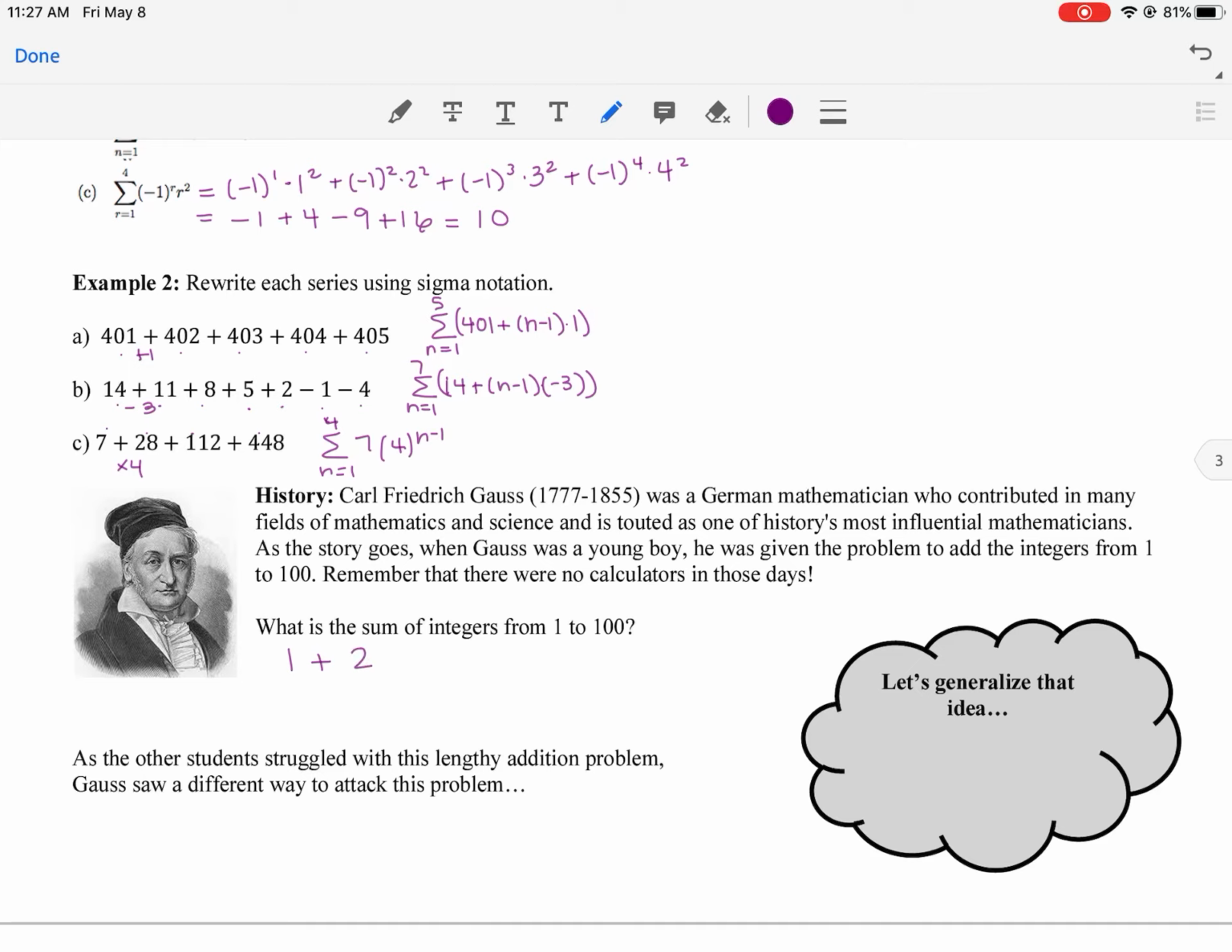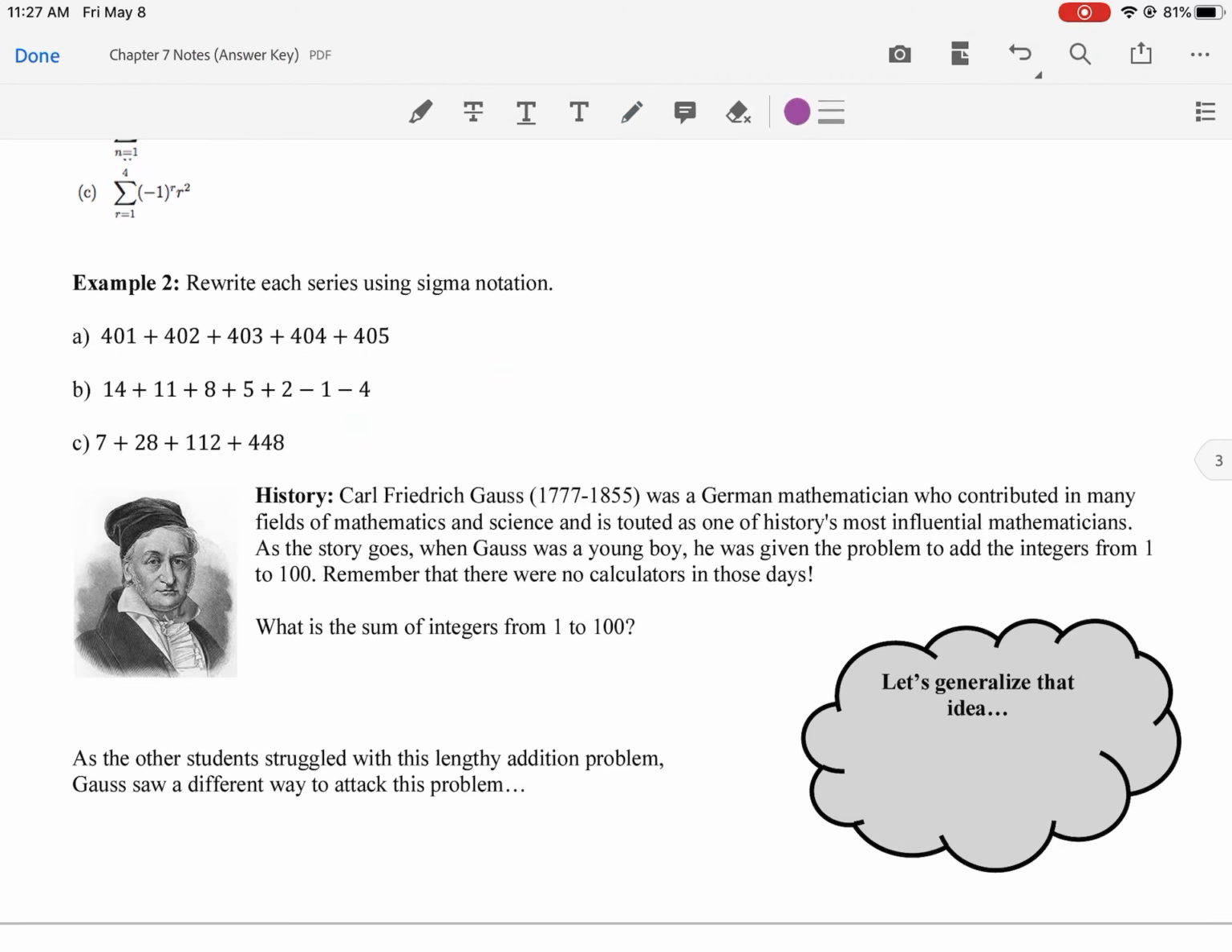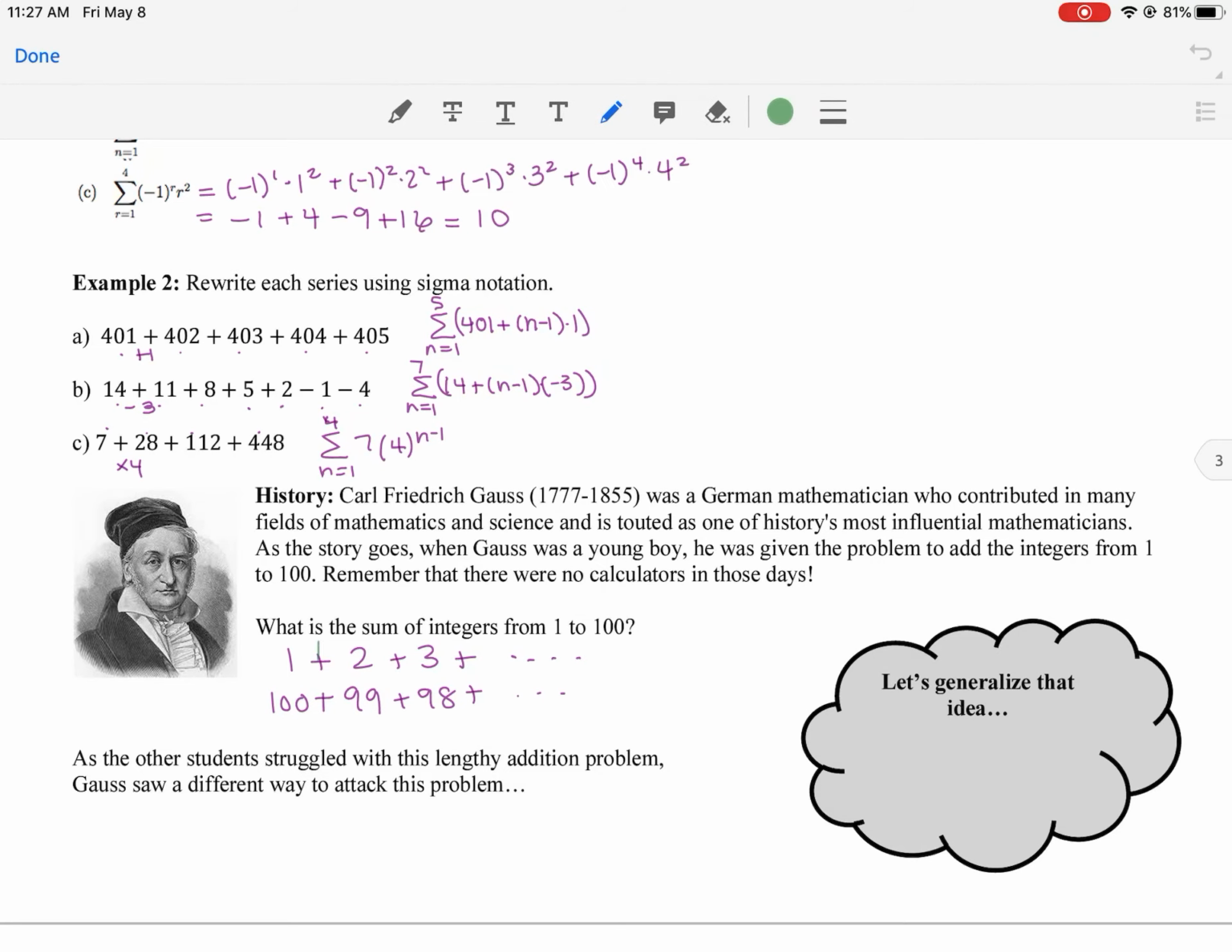What Gauss noticed is that as he added these numbers together, and then went backwards from the other end, so 100 plus 99 plus 98, etc., the first and last number, and then the second and the second to last number, and then the third and the third to last number, when you add them together, always gave him 101. So in this case, he said, well, there's going to be 50 pairs, and those pairs are each 101, so the total here must be 5050.